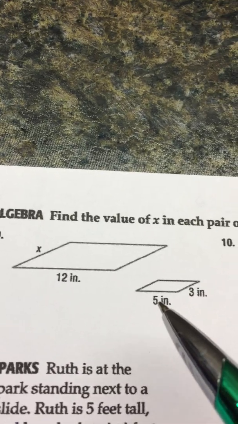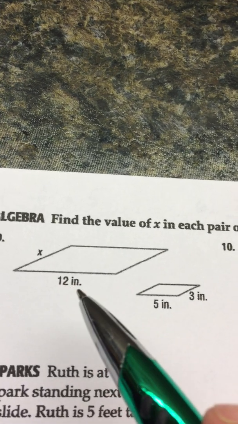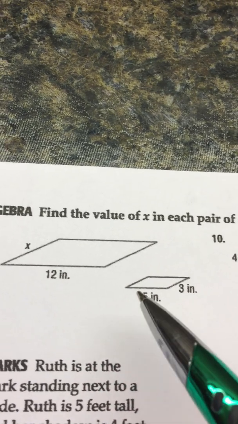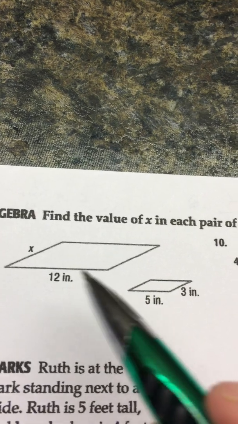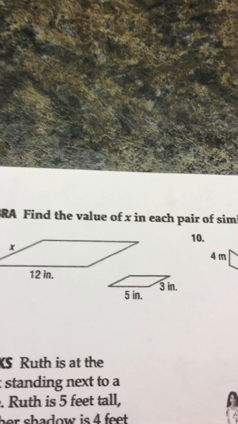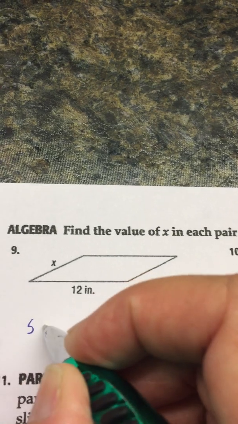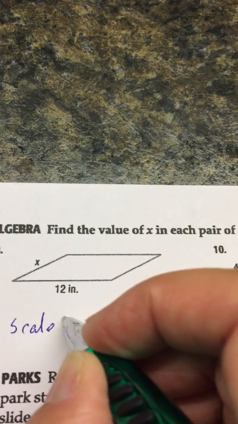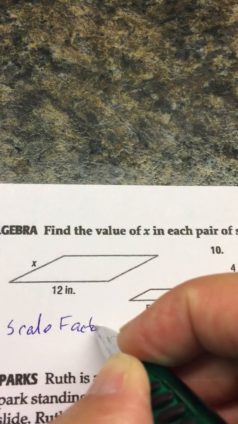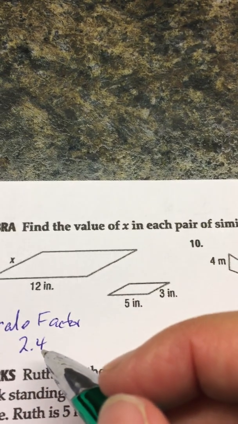So one way to do it is to find the scale factor. 5 times what will equal 12? Or 12 divided by what will equal 5? So if 5 times some number equals 12, I can take 12 divided by 5 to find out what that number was. If you put that in the calculator and do 12 divided by 5, it winds up being 2.4. So the scale factor is 2.4. This figure is 2.4 times bigger than this one.